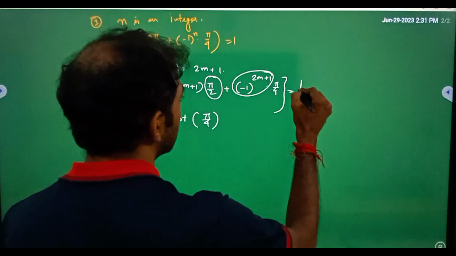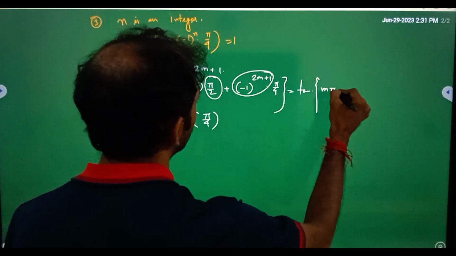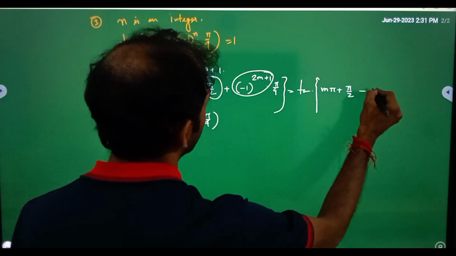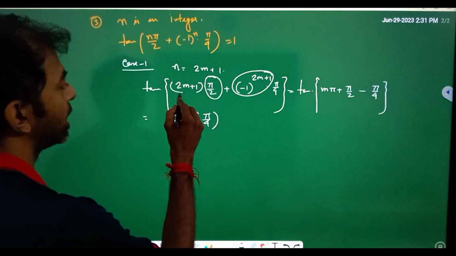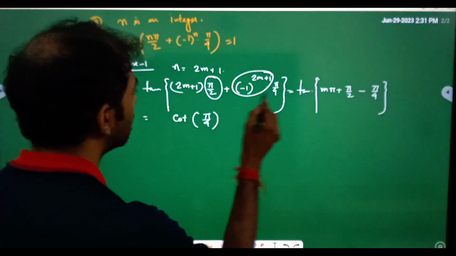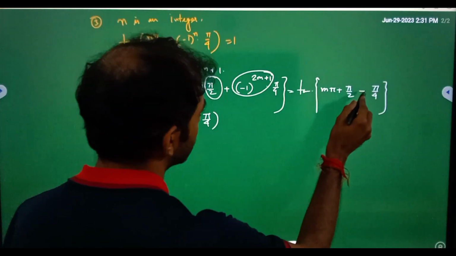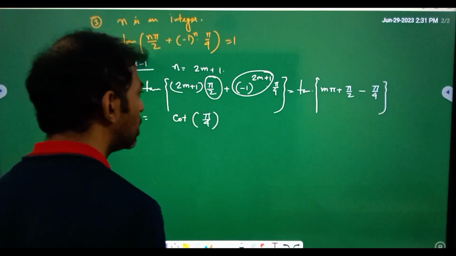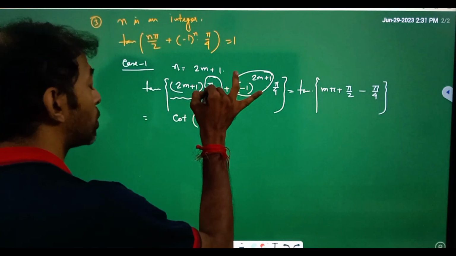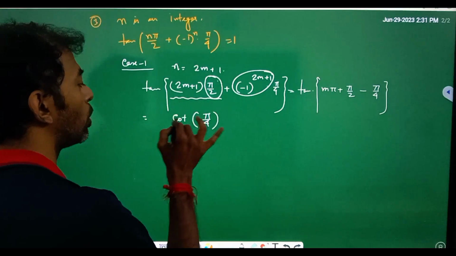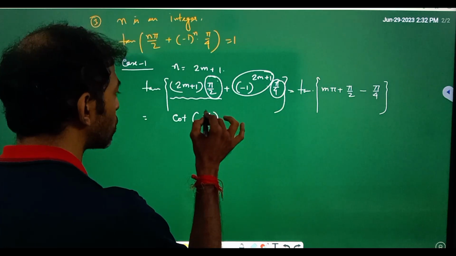Actually, I missed a step here. That will be m pi plus pi by 2, and that's going to be minus pi by 4. After multiplying by pi by 2, I'm getting m pi here, and 1 into pi by 2 as pi by 2, and minus 1 power 2m plus 1 will be minus 1 into pi by 4, that's minus pi by 4. Since this is an odd multiple of pi by 2, I'm getting cot here. Now that's pi by 4 here, so the principal value is pi by 4, so cot pi by 4 will be the result here.